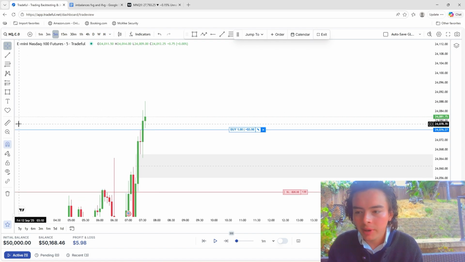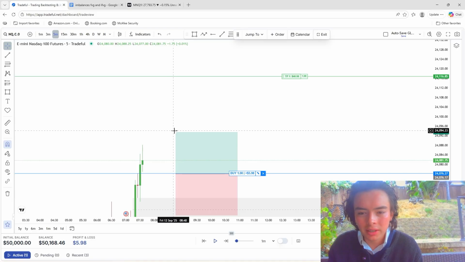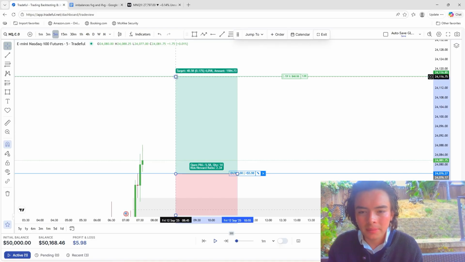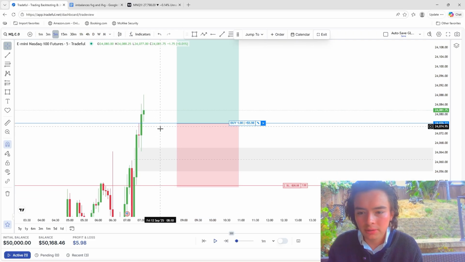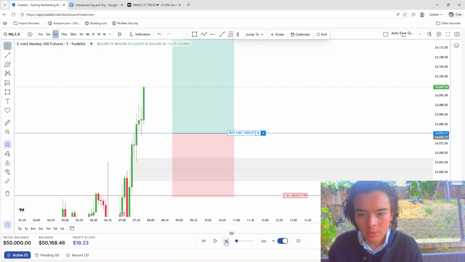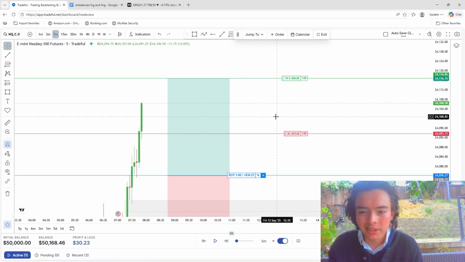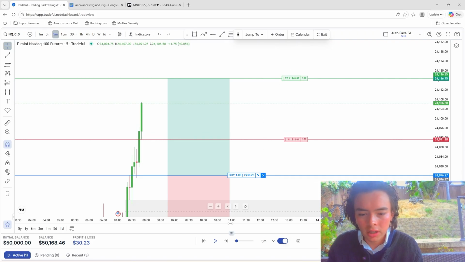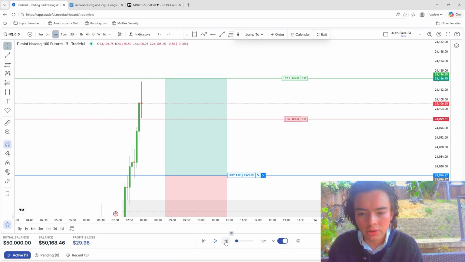So here we are again. I think I was targeting like 40 points or something. Again, this is all-time highs, so there isn't really anything to target. I'm probably going to be trailing my stop loss here. So let's just play this out real quick. There we go. I'm just going to trail my stop loss here, because there aren't any real targets going on.